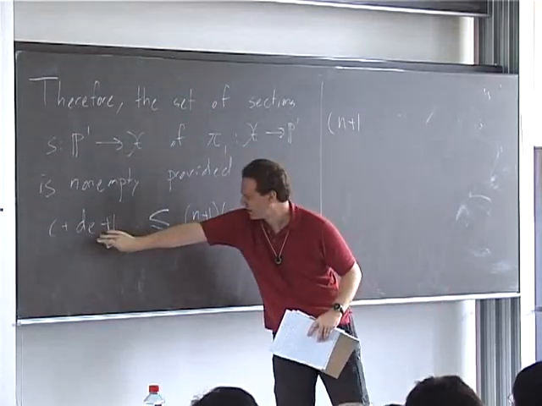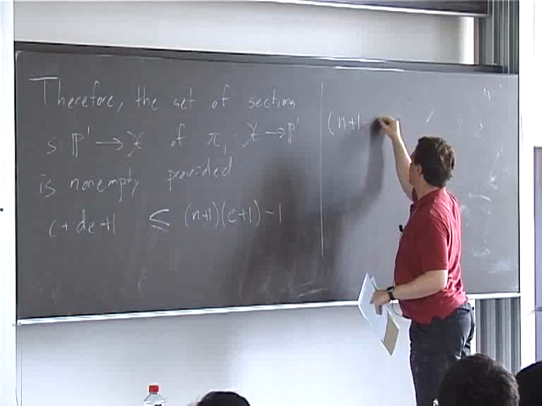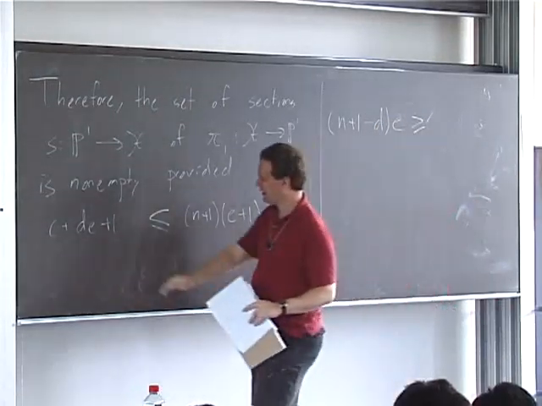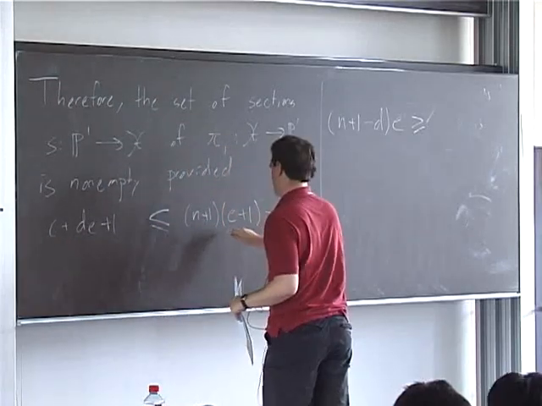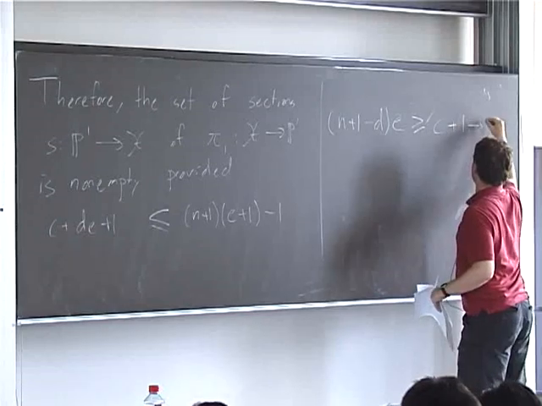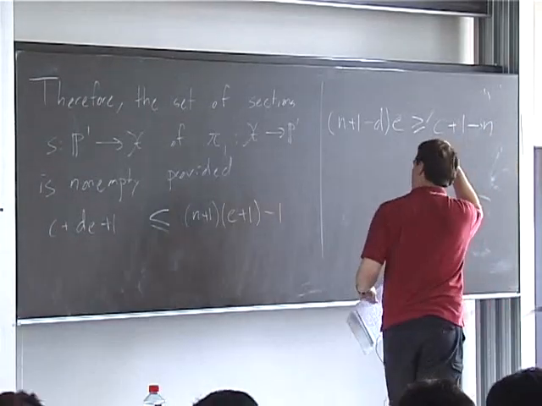We're going to subtract off the D copies of E. So this becomes N plus 1 minus D. E should be bigger than or equal to, and now C plus 1 minus N. So C plus 1 minus N. So this is what we want.